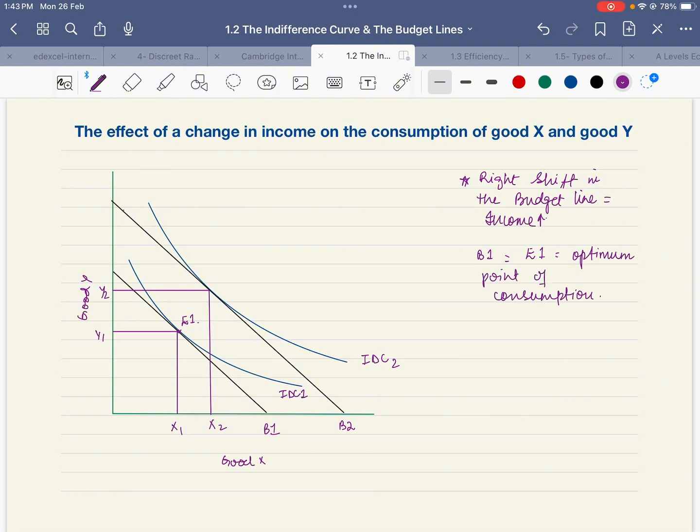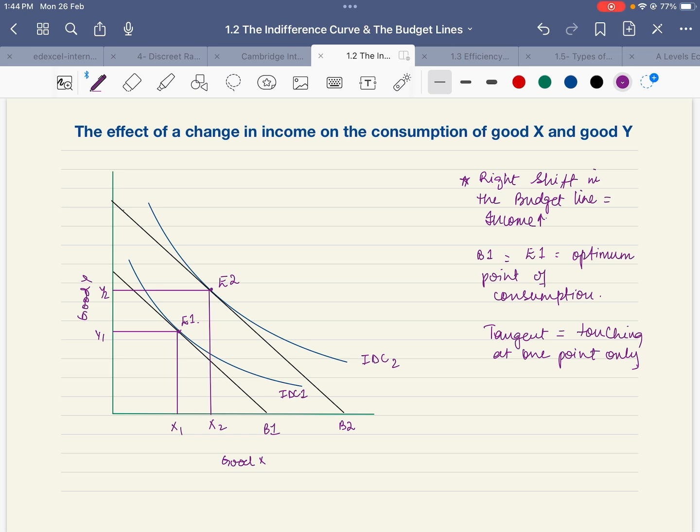Optimum point of consumption E1 lies on the budget line, but it is the point where the curve is tangent to the budget line. Tangent means touching at one point only. For budget line 2, E2 is the point of optimum consumption where IDC2 is tangent to the budget line B2. A consumer's choice is optimum at these 2 points.